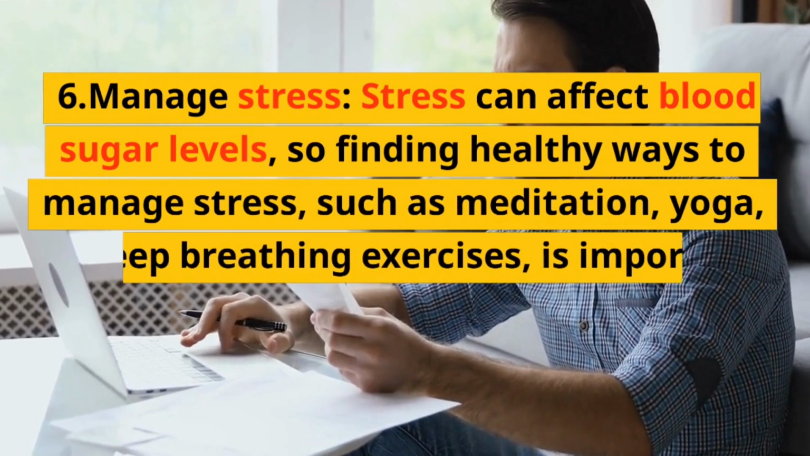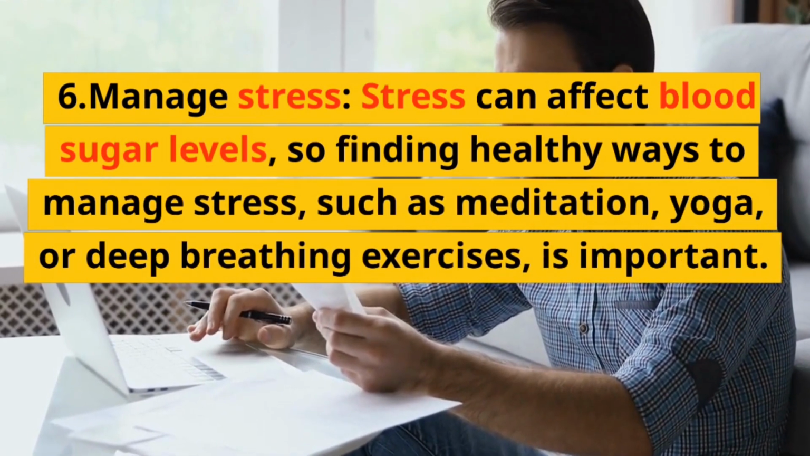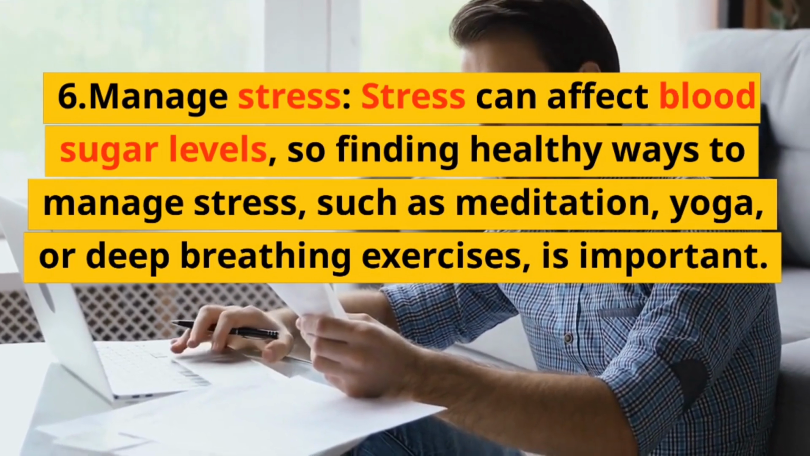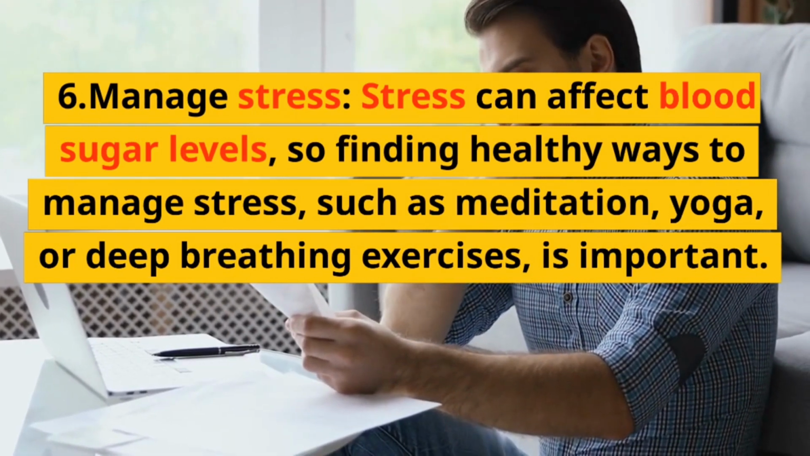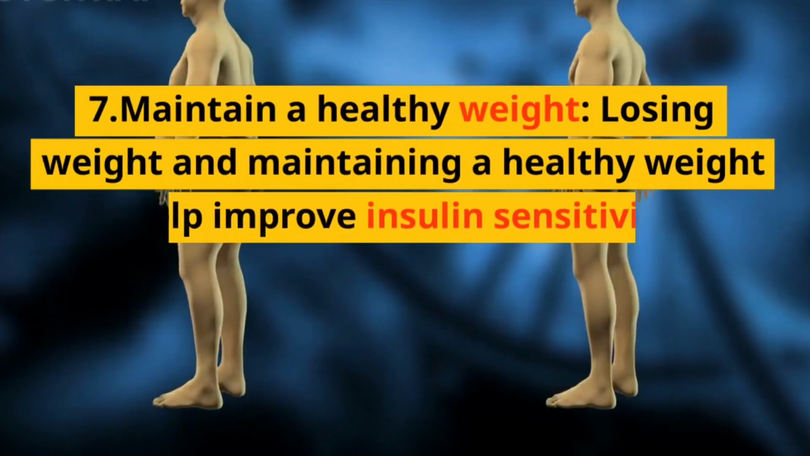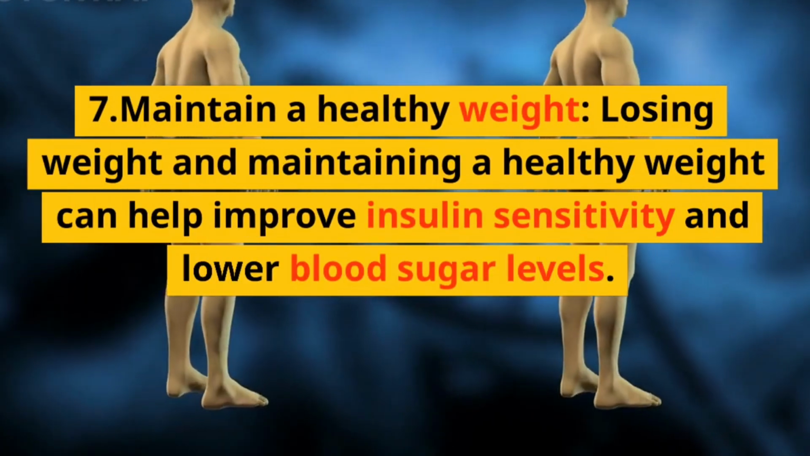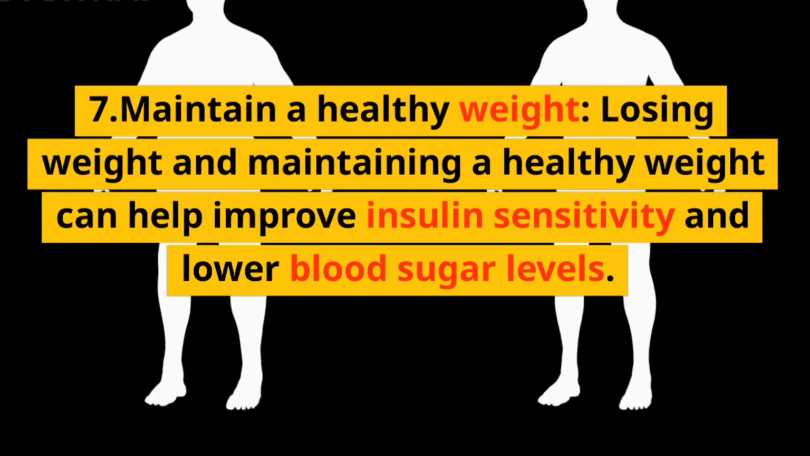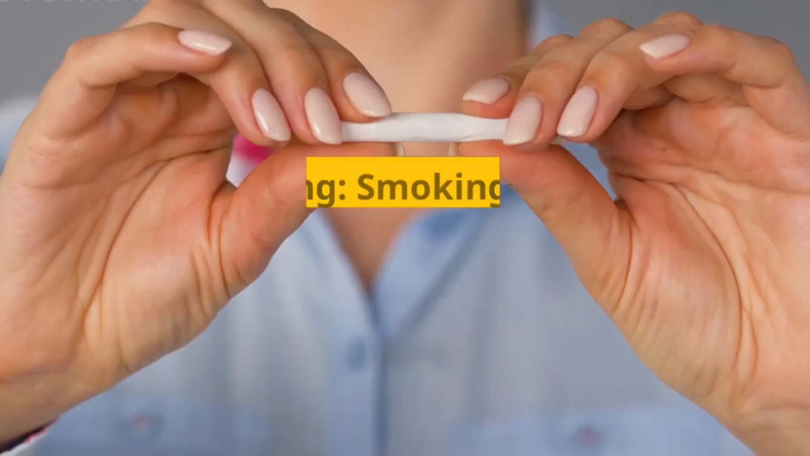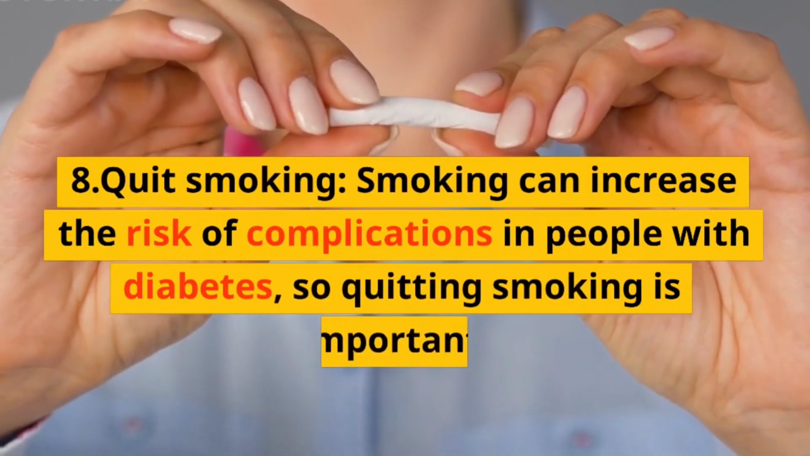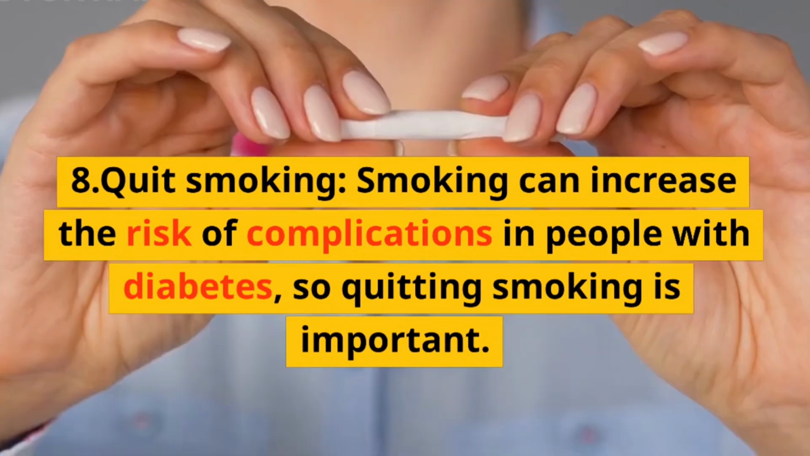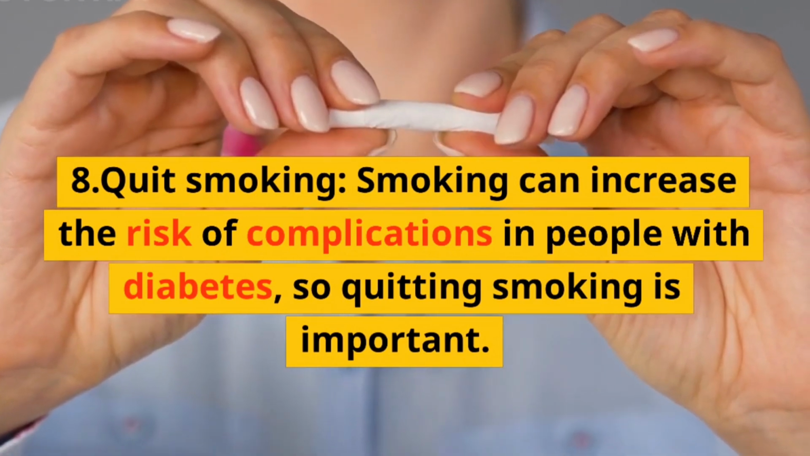6. Manage stress. Stress can affect blood sugar levels, so finding healthy ways to manage stress, such as meditation, yoga, or deep breathing exercises, is important. 7. Maintain a healthy weight. Losing weight and maintaining a healthy weight can help improve insulin sensitivity and lower blood sugar levels. 8. Quit smoking. Smoking can increase the risk of complications in people with diabetes, so quitting smoking is important.